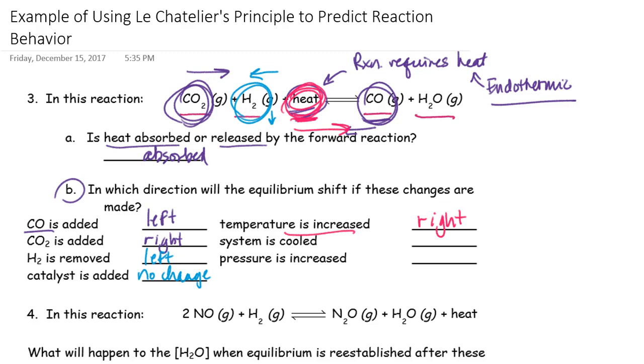If I cool the system, then basically the reverse should happen. If I cool the system, then the equilibrium process will want to shift backwards towards the heat to drive the temperature back up again since I'm cooling the system. So in this particular case, the equilibrium should shift left towards the reactant side of the equation.